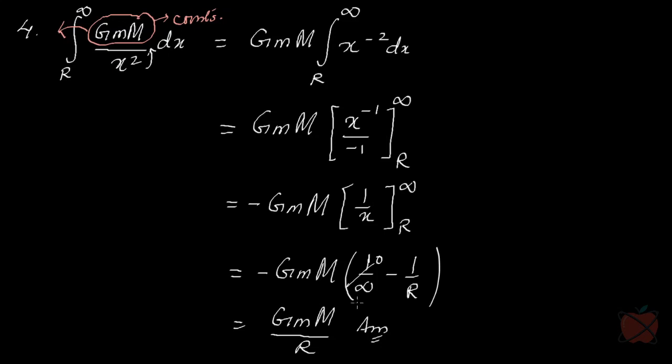Okay, let us do one thing. Let us just change the limit of integration. Let us see what will happen if we change the limit of integration. Let's go to a new page. This is number 5. Now I am going from infinity to r of GMm by x squared dx. So what do you think will happen out here?